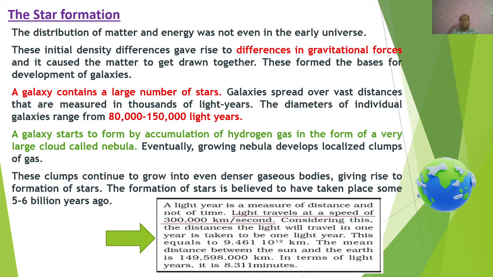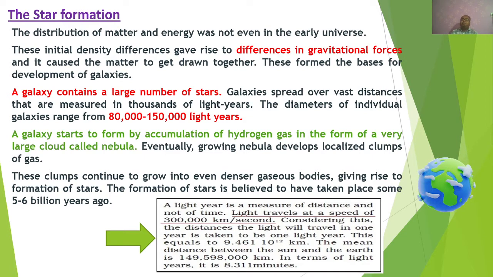A galaxy starts to form by accumulation of hydrogen gas. The most important gas at the initial stage of the formation of galaxies is hydrogen, and another gas is helium. Hydrogen gas in the form of a very large cloud is called a nebula. Eventually, the growing nebula develops localized clumps of gases. These clumps continue to grow into even denser gaseous bodies, giving rise to the formation of stars.